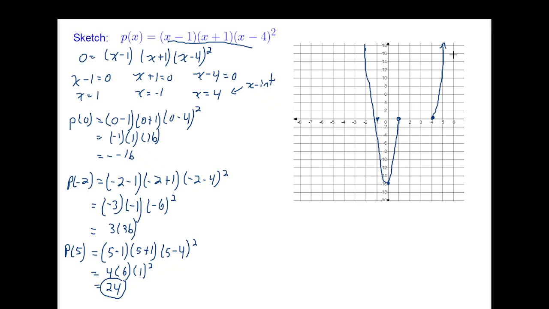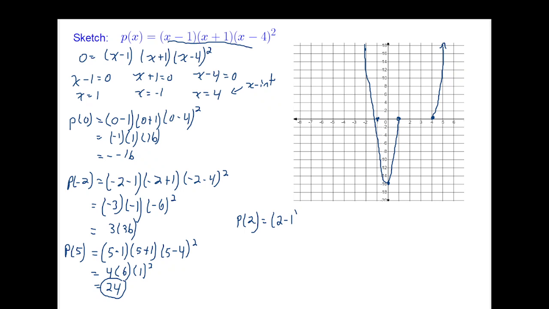And the last thing that we would do is we would test in between the x-intercepts. So I don't know what's happening between 1 and 4, so I'm going to choose a value. Again, it could be any value in here. It could be 2, it could be 3, it could be 2.5, it could be pi if you really wanted to go to town with this. Doesn't really matter which one you choose here. I'm going to choose a nice easy one, p at 2.